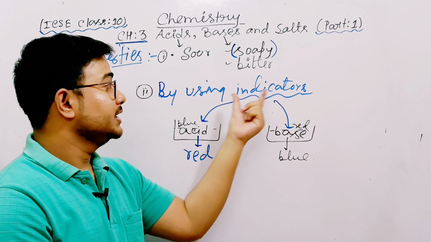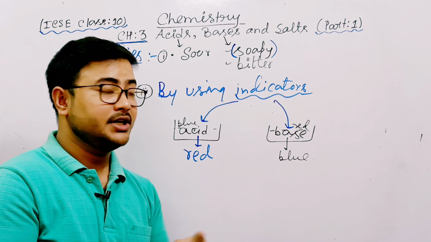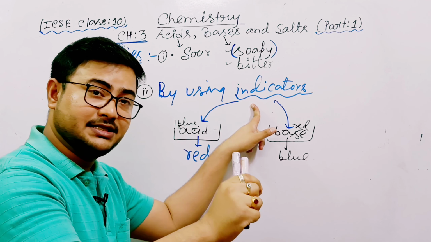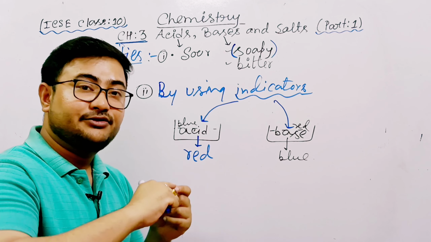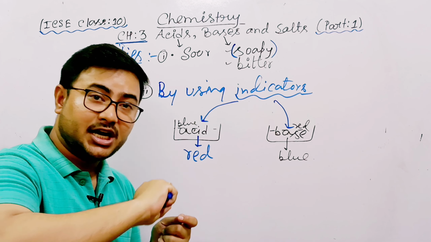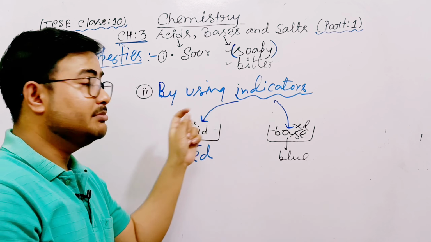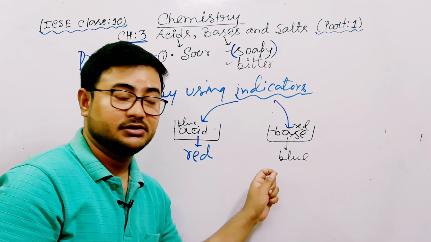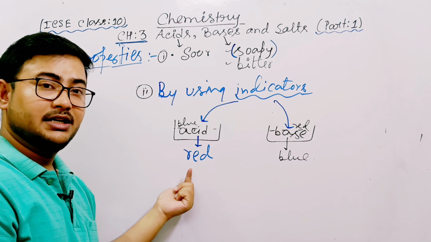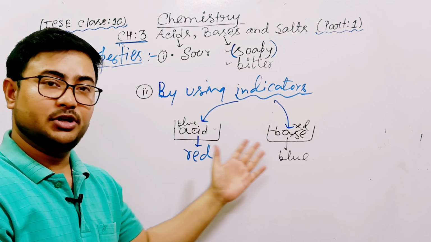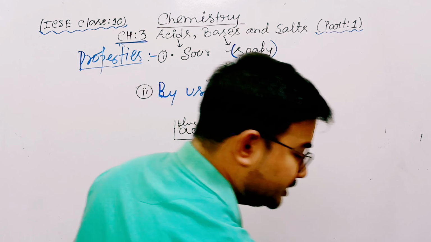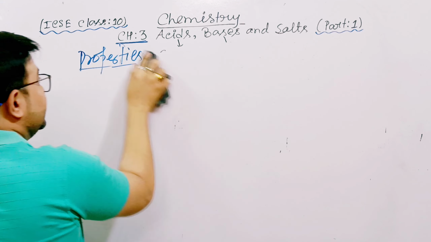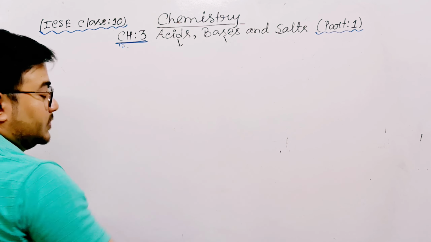Now tell me the definition of indicator, note it down. An indicator is a chemical substance that shows a drastic or sharp color change in the presence of a particular solution. See here, the solution changes its color. Done. You can also give these two as examples. Now these are the basic concepts. Now come to the main concept, the definition. Look at the board.